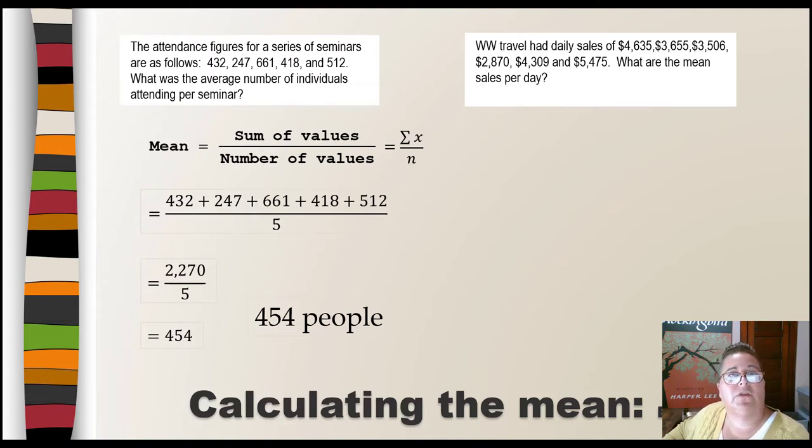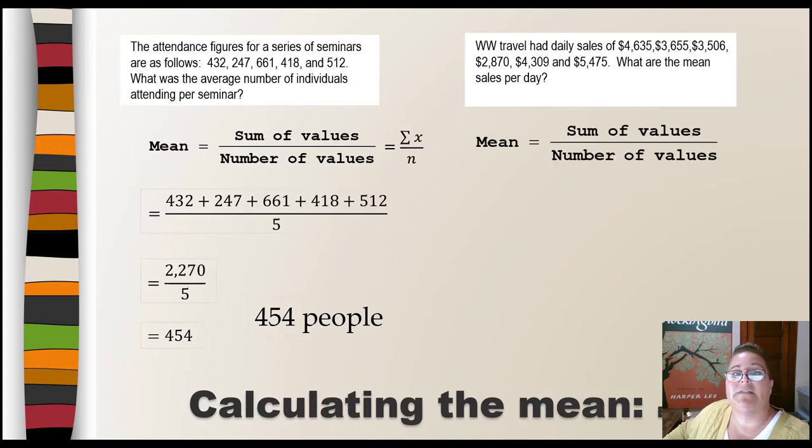You may want to know, if you're the owner of Worldwide Travel, how much you're selling on average, or your mean sales for the week, for the day. So we're going to do the same idea here. We're going to sum up all of those values and divide it by the number of values. Again, that formula will look like the sum of all x's divided by n, where the sum of all x's simply means add up all your data points, and n is the number of values you have in this data set.